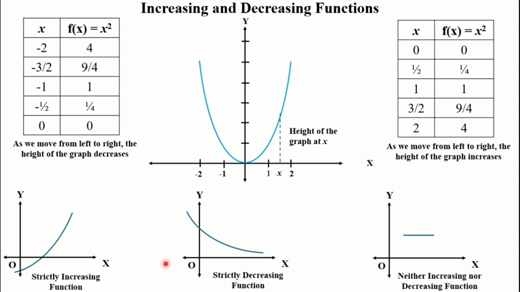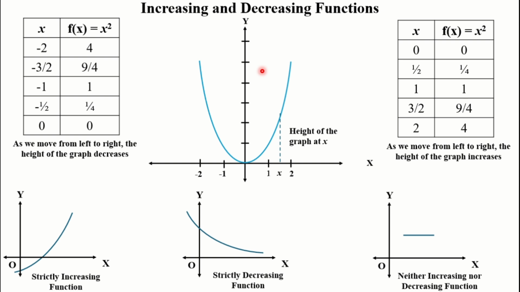Here you can see the three graphs. When we see the graph moving upwards, we can say the function is strictly increasing. When we observe the graph moving downward, we can say the function is strictly decreasing. And when we observe the graph like a straight line, it is neither increasing nor decreasing function. This is the concept of increasing and decreasing function.